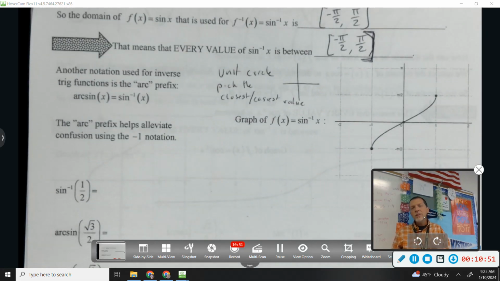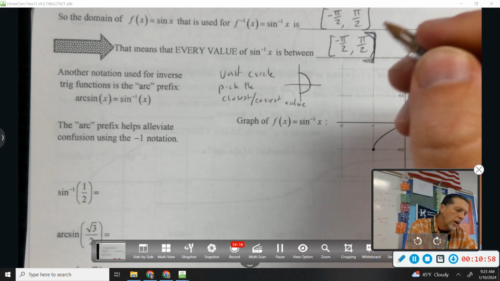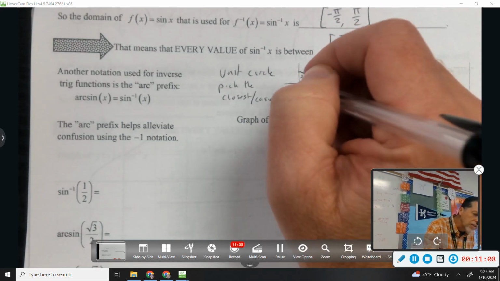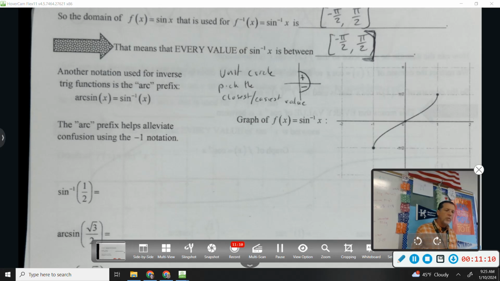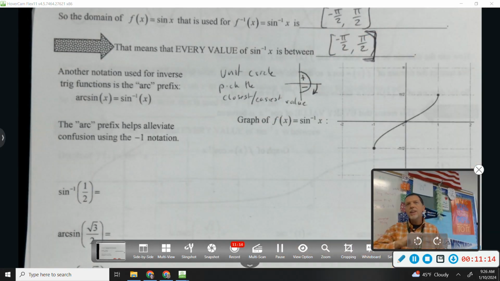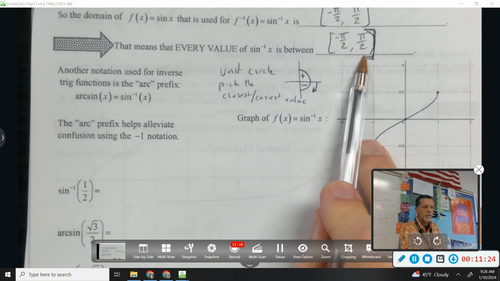Now, when we use this, your brain is still thinking unit circle, as it should. And negative pi over 2 to pi over 2 on the unit circle is quadrant 1 and quadrant 4. Just be careful. Quadrant 1 if it's positive, quadrant 4 if it's negative. If you use quadrant 4, make sure you use the negative angle to get there. Don't go all the way around. Right? Because we have to be between negative pi over 2 and pi over 2.